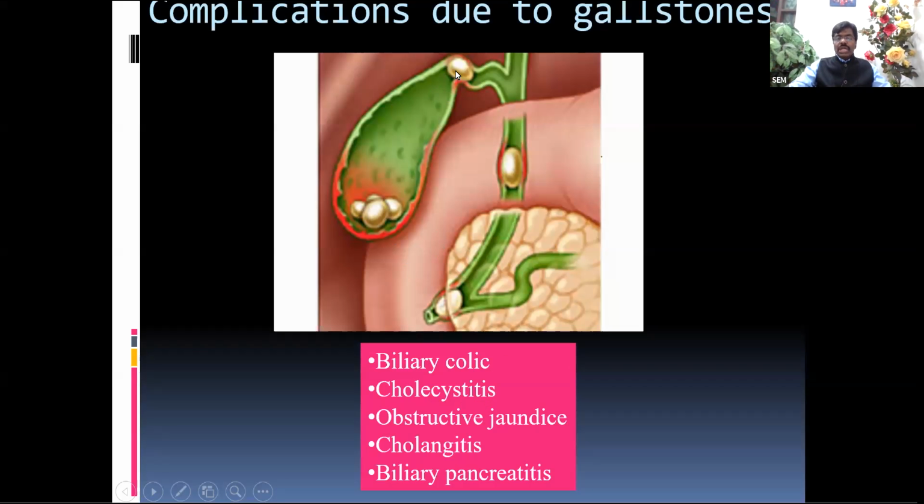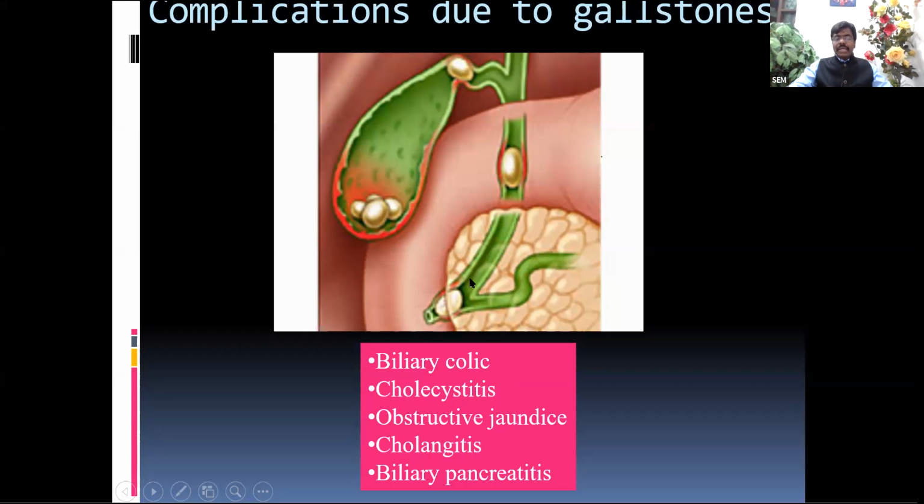If this stone somehow manages to find its way and enters the bile duct, it can cause obstruction to start with. So bile flow will be obstructed. So obstructive jaundice. In addition, stasis of the bile in the bile duct causes a more serious infection, that is called cholangitis.